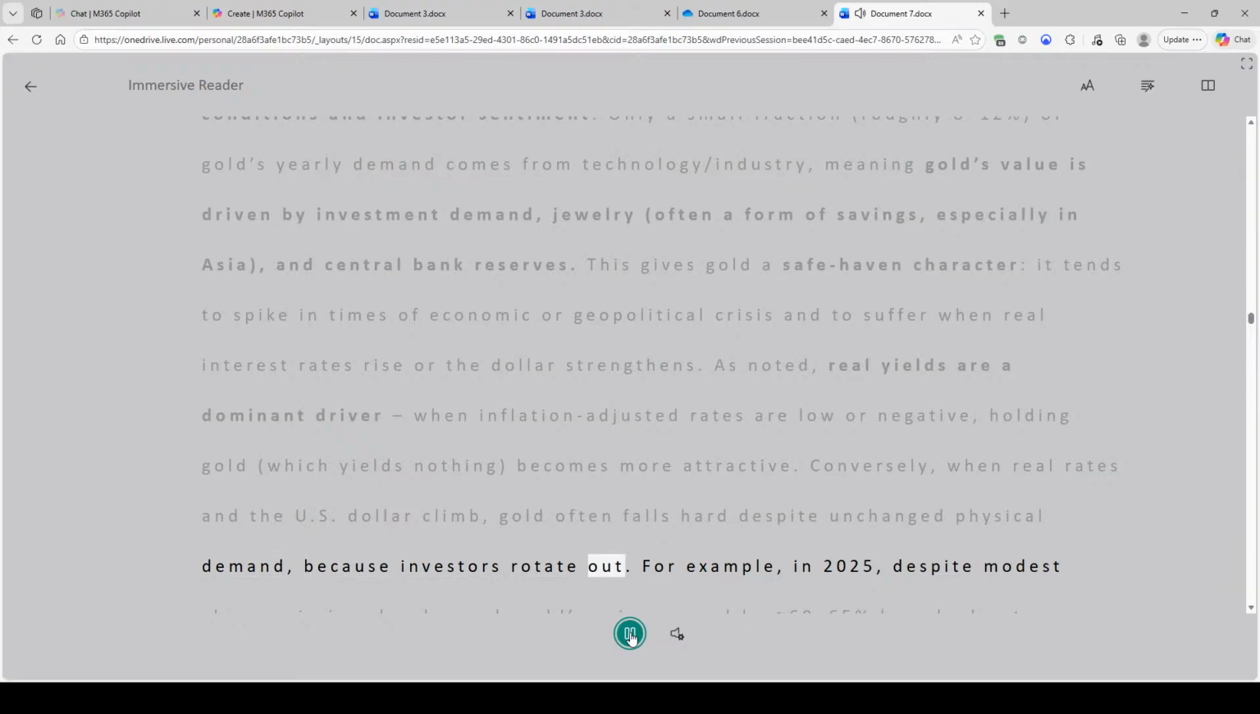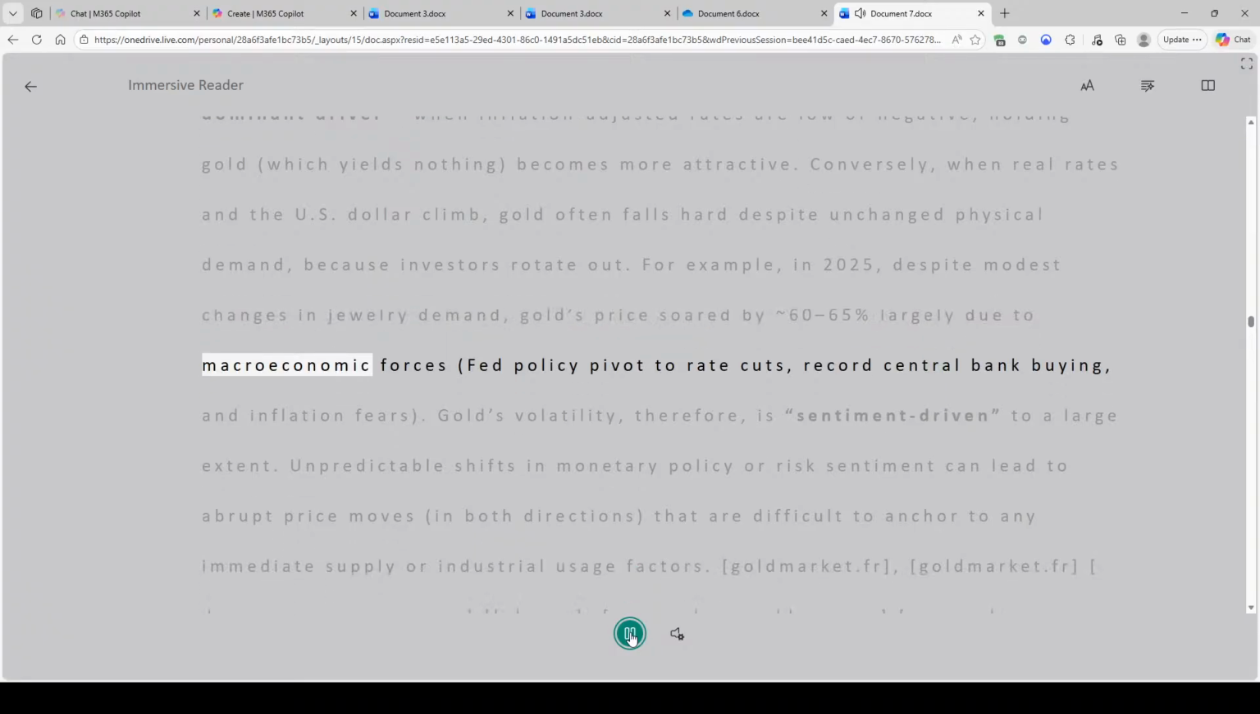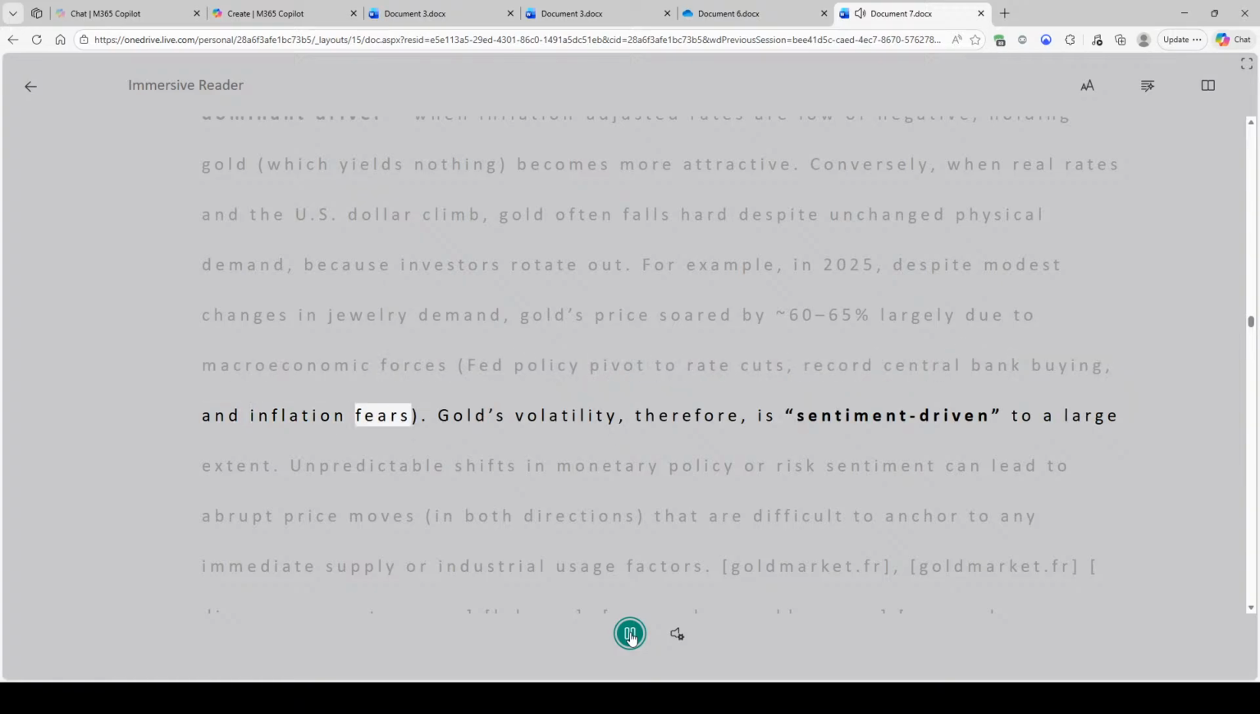For example, in 2025, despite modest changes in jewelry demand, gold's price soared by 60 to 65% largely due to macroeconomic forces, Fed policy pivot to rate cuts, record central bank buying, and inflation fears. Gold's volatility, therefore, is sentiment-driven to a large extent. Unpredictable shifts in monetary policy or risk sentiment can lead to abrupt price moves, in both directions, that are difficult to anchor to any immediate supply or industrial usage factors.